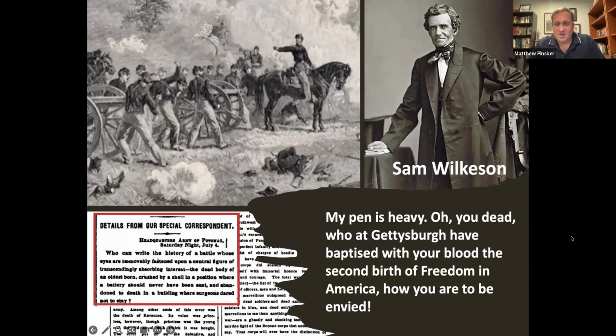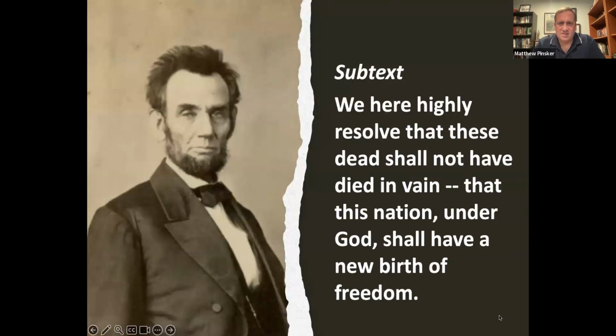And to me, this is also an example of context, a subtext. When Lincoln ends his address, he evokes the memory of the Wilkeson family. "We here highly resolve that these dead shall not have died in vain," he said, "that this nation under God shall have a new birth of freedom." Lincoln's new birth of freedom is his paraphrase of Wilkeson's second birth of freedom in America. Lincoln doesn't say anybody's name in the Gettysburg Address.